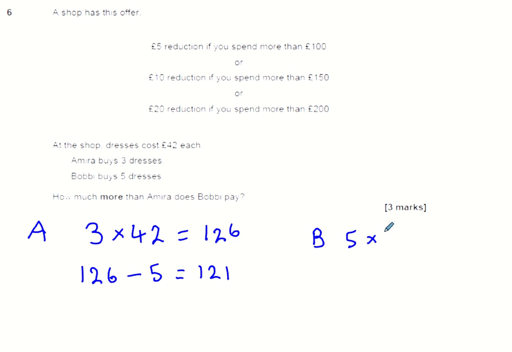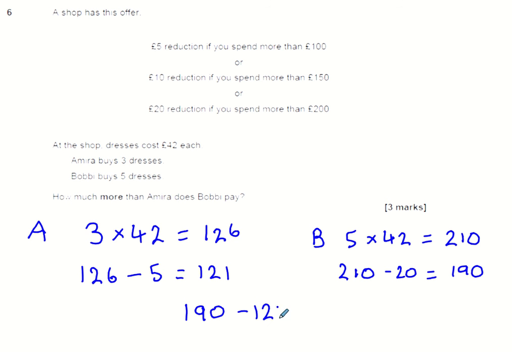When we come to Bobby, Bobby's buying 5 dresses. So 5 dresses at £42 each is going to be 210. Now let's apply the offer. Bobby has spent more than £200 and therefore has qualified to have a £20 reduction from the bill. So 210 minus 20 is 190. And to answer this question, we want to know how much more Bobby pays than Amira. So your final calculation is to find the difference between £190 and £121, which is going to be a total of £69.